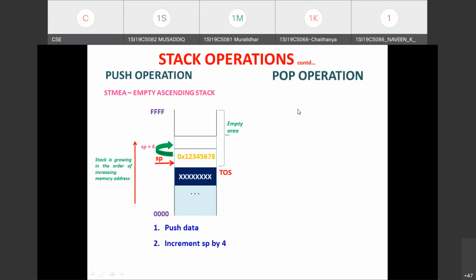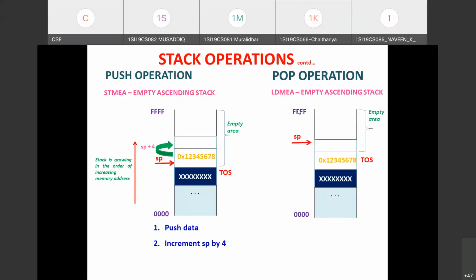Now coming to the pop operation, the LDMEA instruction is used. This is where SP is pointing to. This is the empty location. SP is not pointing to the data that is to be removed. So first we have to decrement SP by 4 and then pop the data. This is the first step we need to perform: decrement SP by 4 so that it points to the last element inserted, then go for popping the data from the stack. So this is the LDMEA instruction.